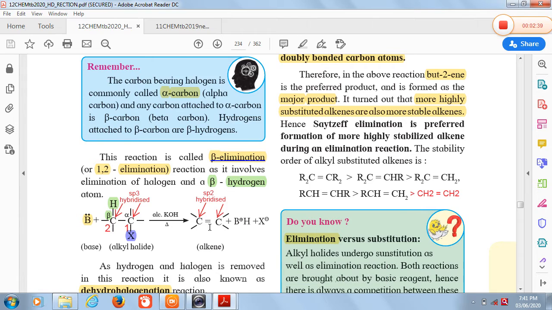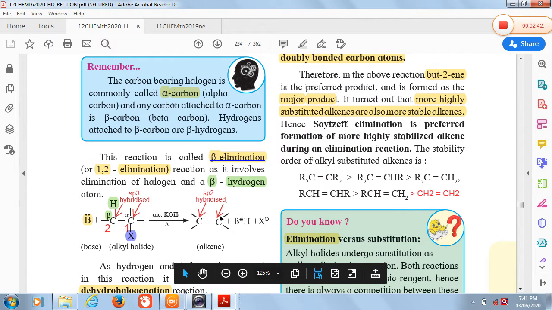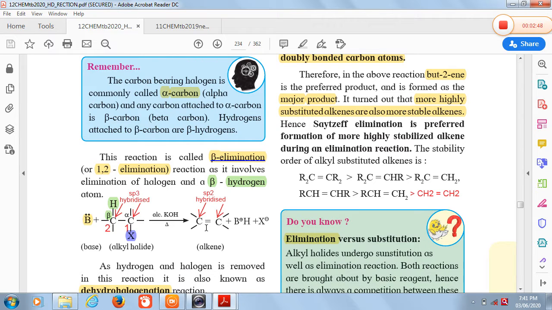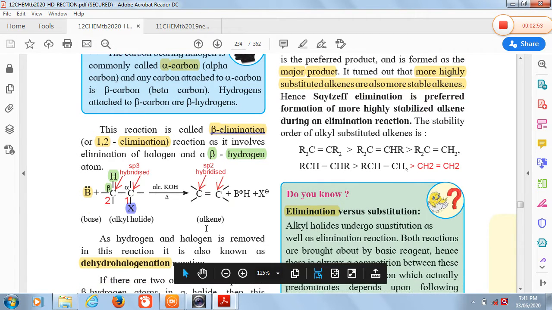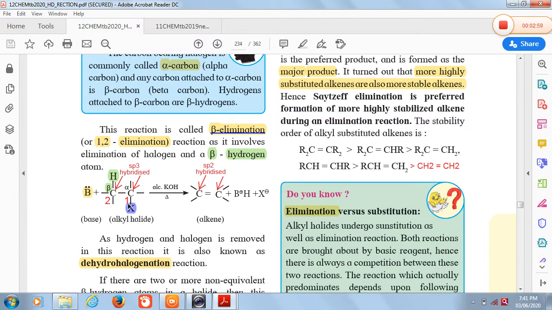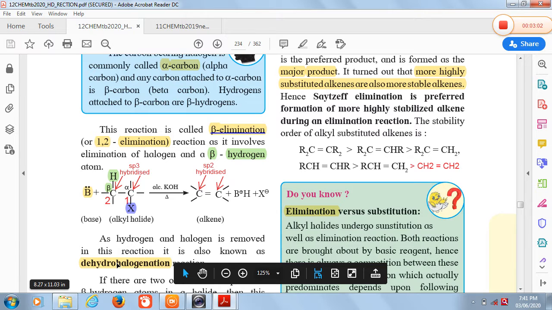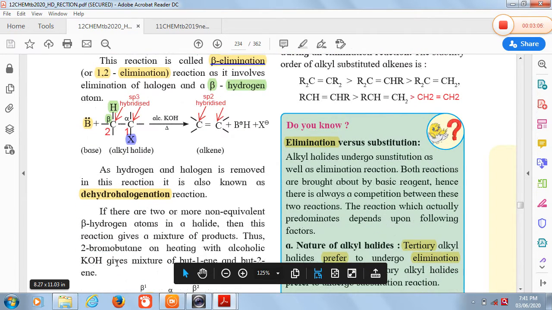while in the case of the alkene both these carbons contain a double bond, so these carbons are called sp2 hybridized carbons. That is the main difference. Here we remove a group, so the name of the reaction is elimination, and we remove hydrogen and halogen, that's why the name is dehydrohalogenation. For removal of this HX we require a base, and here we prefer alcoholic KOH. Alcoholic KOH is the base for this reaction.